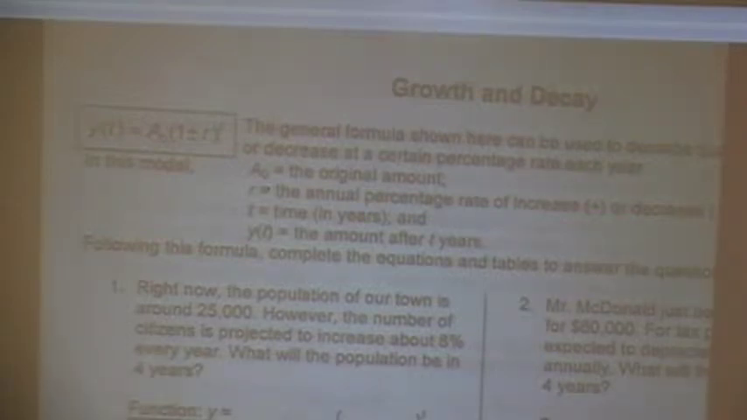A sub O, which sometimes people call A naught. A sub O is the original amount. We already talked about that the other day. The A value is your original amount. Easy to find on the table. It is always right there with 0. So it's real easy to find. R is the annual percentage rate of increase or the percentage rate of decrease. T is time in years. And then Y of T is the amount after T years.